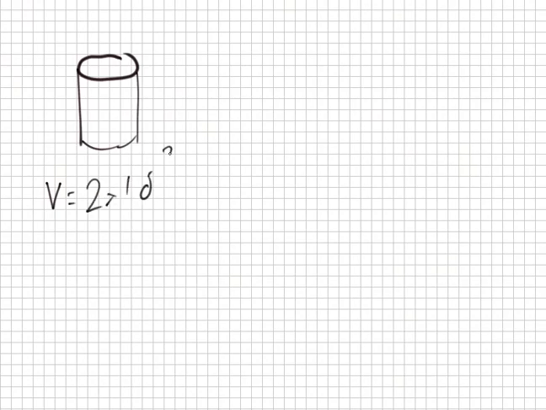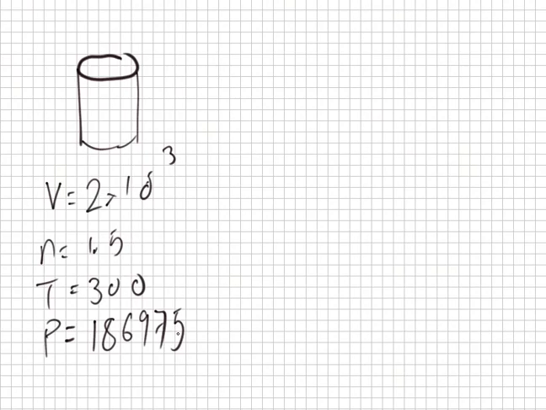Now, let me just redraw what you had, okay? At the beginning, what did I tell you the volume was? 2 times 10 to the minus 3. The moles were 1.5, and the temperature was 300. And I asked you for the pressure. What was the pressure? 1.869,750. Okay.